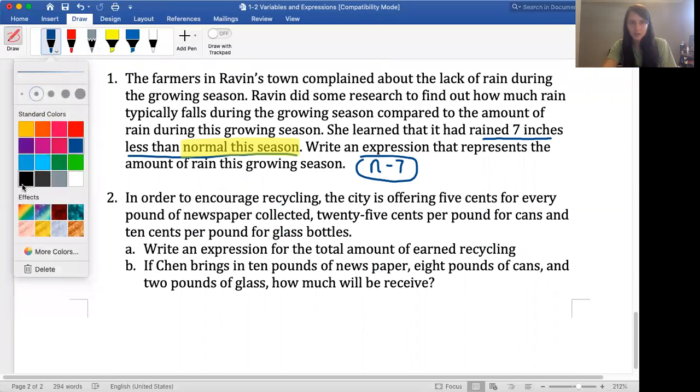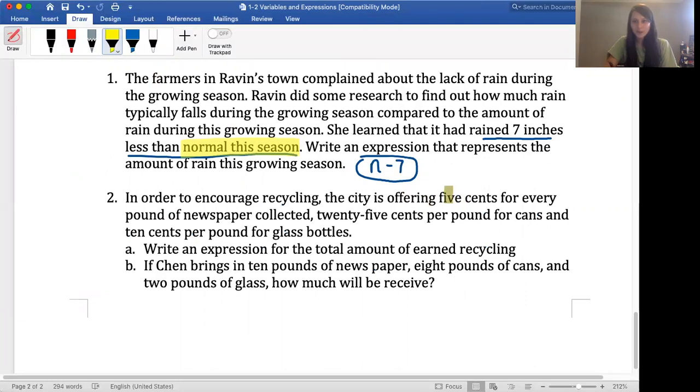All right, we've got a few things going on. I've got 5 cents for every pound of newspaper. Do I know how many pounds I'm collecting? Nope. 25 cents per pound for cans. Do I know how many pounds of cans I'm collecting? No. 10 cents per pound for glass bottles. I do not know how many pounds of glass bottles I'm collecting. So newspaper, cans, and glass bottles. I don't know the actual amount that I'm collecting for these. I just know how much I get for recycling these items.